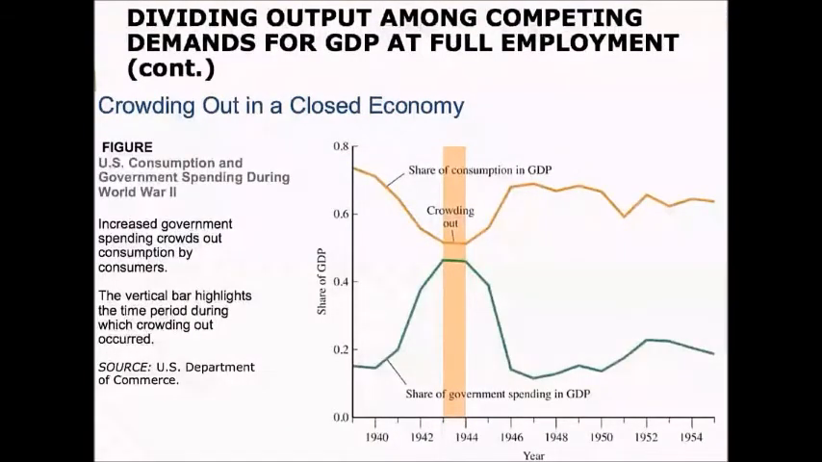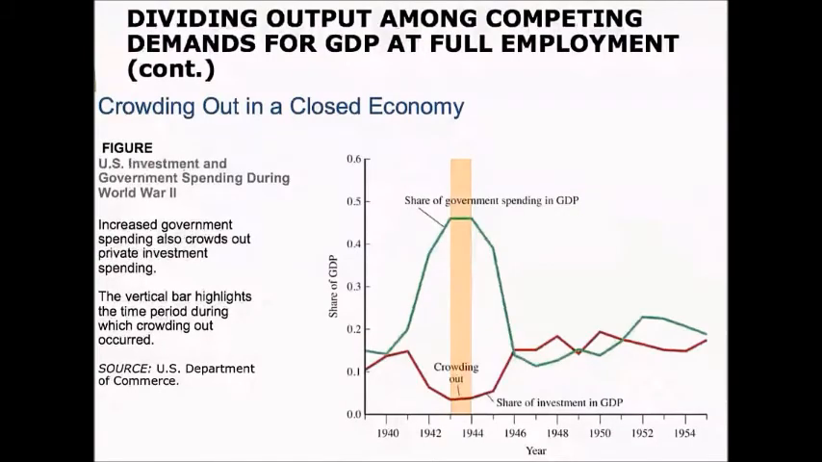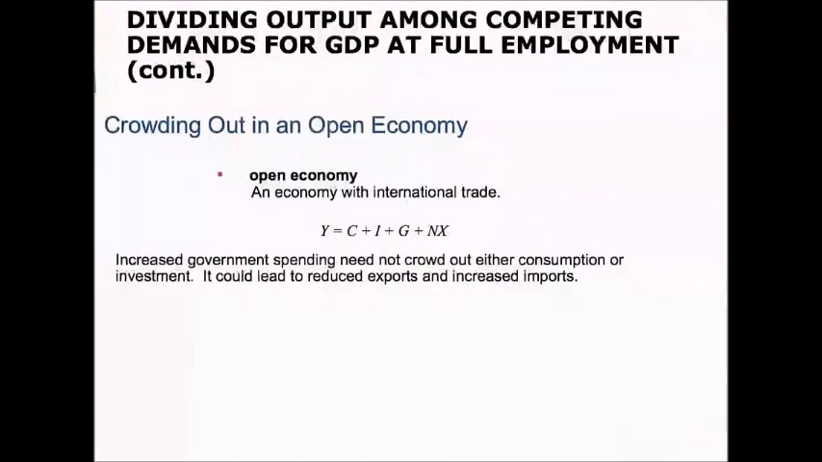Has this happened? Certainly it has. Right? So when we look at World War II, during World War II, the share of government spending in GDP rose precipitously because we were spending a lot of money fighting World War II. And what did we see happen to the other parts of GDP? Well, the share of consumption in GDP went down. The same is true for the share of investment. Government expenditure share of GDP went up. The share of investments of GDP went down.